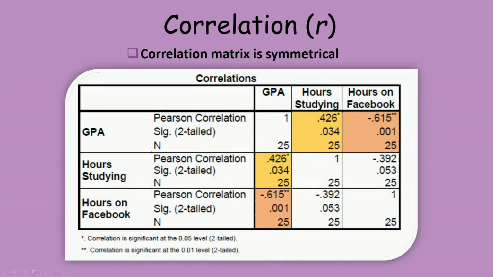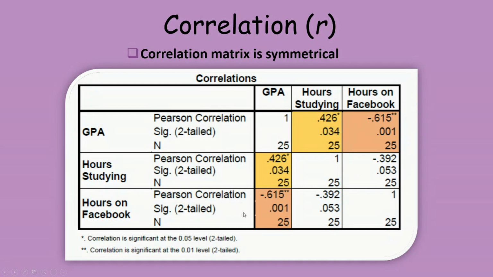The correlation matrix is symmetrical, which I think we just talked about. So this is going to be the same as this. This is hours of studying and GPA, 0.426, 0.034, and a count of 25. And where did I just see that? Right there. So this is symmetrical because this is hours of studying and GPA. And this is what you get when you run more than one correlation, so more than two variables. I have 3 here. It's very simple to understand.